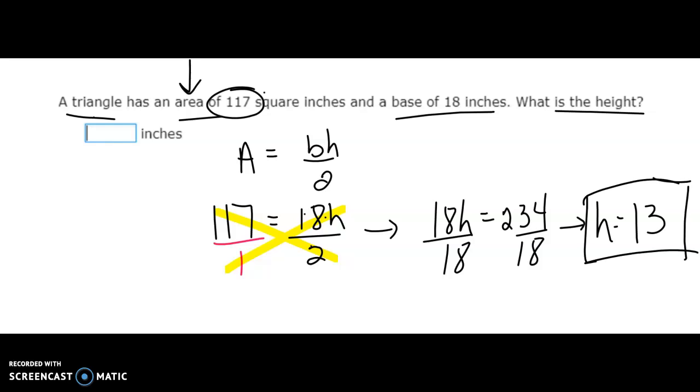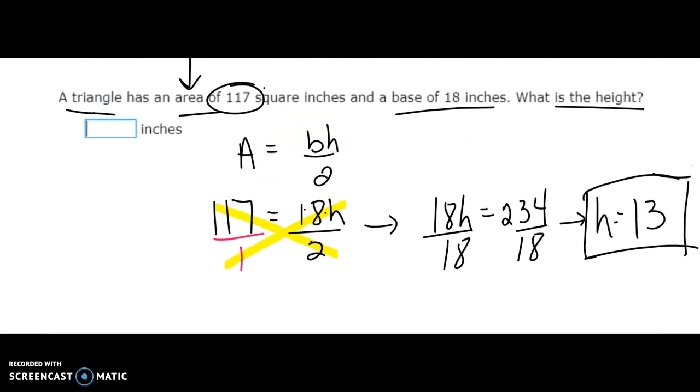I'm doing all this math in my head, so you might want to just grab a calculator to be able to check me. That is it. If you have any questions, please let me know.